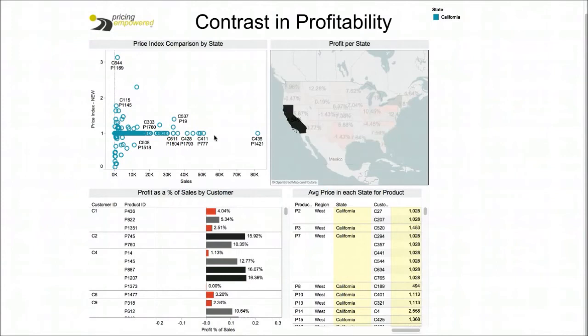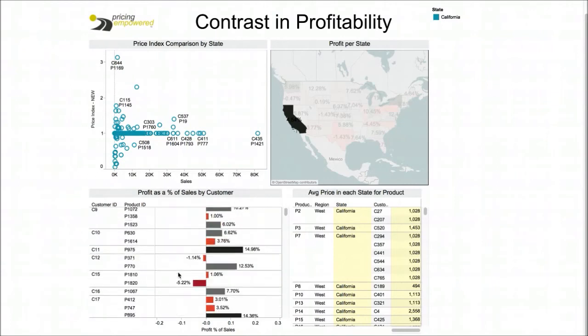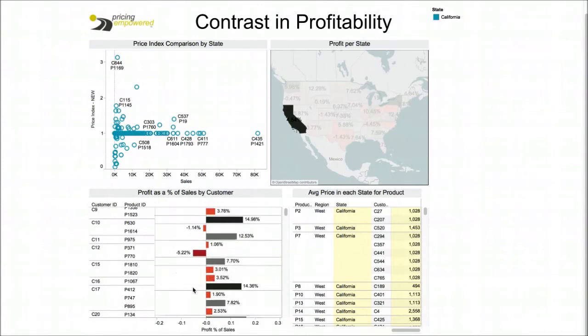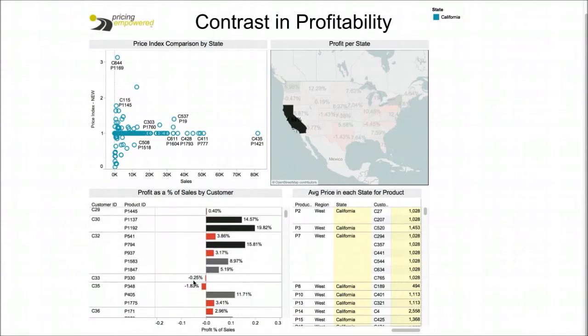We can see there is a large range in the price indices for the customers and products in California. In the profit as a percent of sales chart, it is clear that in California there is quite a range in how much profit a company retains from each customer. In California, it is rare that there is a customer where a company retains a high percentage of sales.